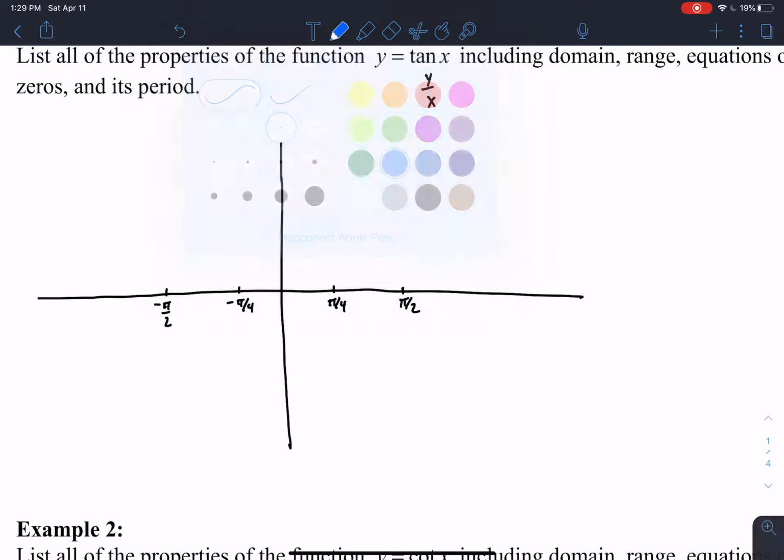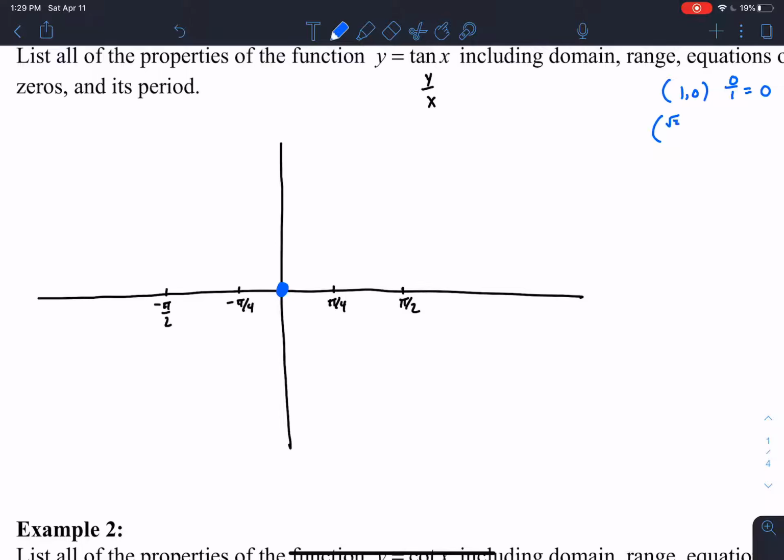Okay, so for the first one, right, at 0, tangent of 0. So the point at 0 is 1, 0, right? So if I do 0 over 1, I'm going to get 0. So my first point here is going to be 0. Okay, now at pi over 4, I get root 2 over 2, root 2 over 2. Now, if I do the y term over the x term, I'm just going to get 1. Okay, so I'm going to put a point there at 1.